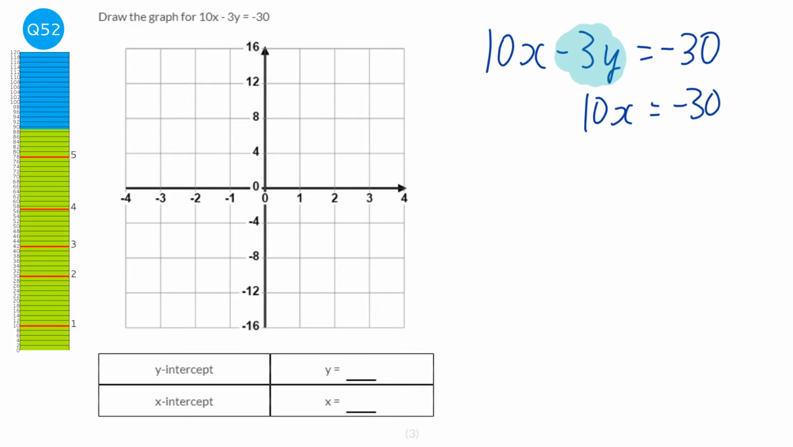So if I get my solving lines in, I just need to divide by 10 both sides. So we've got x equals minus 30 divided by 10, which is minus 3. Now x equals minus 3 gives us the x-intercept. So we know that the x-intercept is minus 3. What is the x-intercept? Well, it's where the graph will hit the x-axis. So it'll hit it at minus 3. I'm going to do the same thing again.